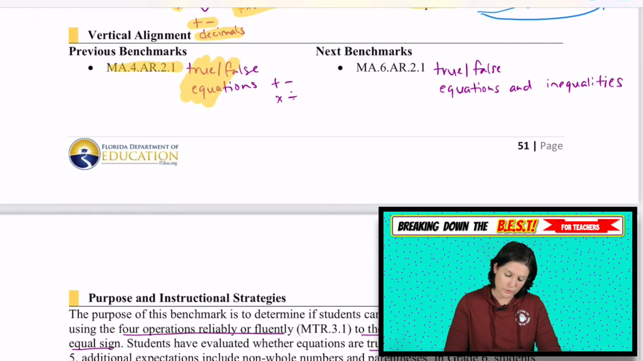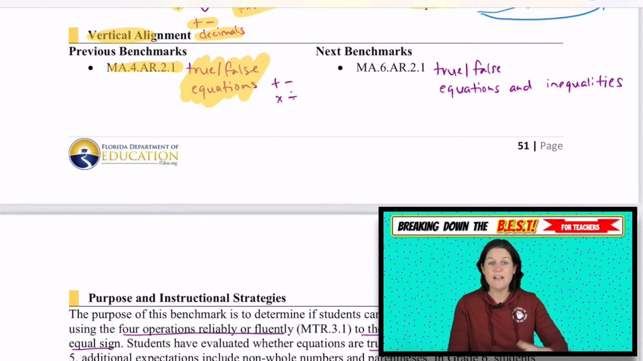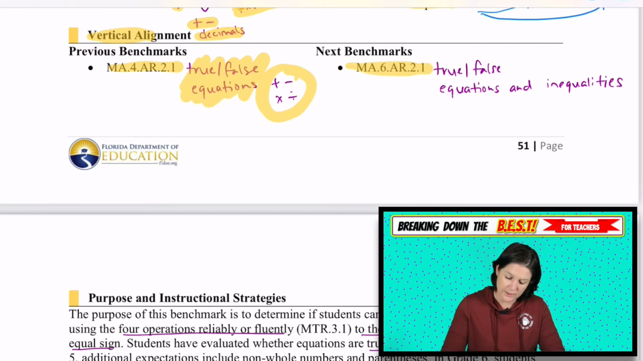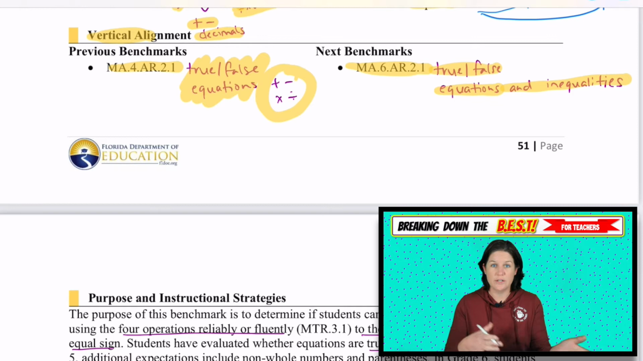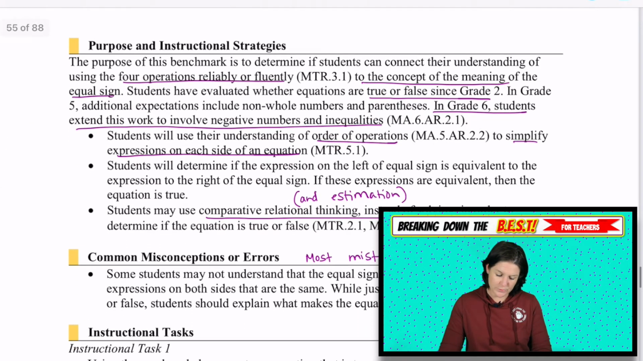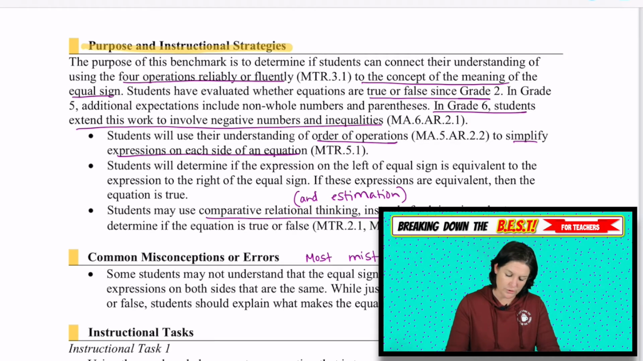4.AR.2.1 are true-false equations. This is where they are coming from. So they have had some exposure with true and false equations with all four operations, but we are bumping it up this year in 5th grade by incorporating the order of operations. In 6th grade, students will see true and false equations with inequalities, so using the greater than, less than sign as well.